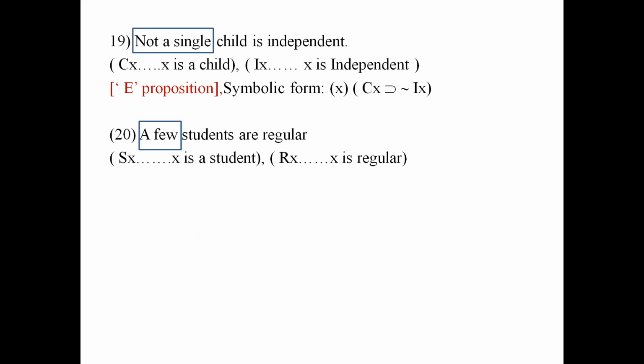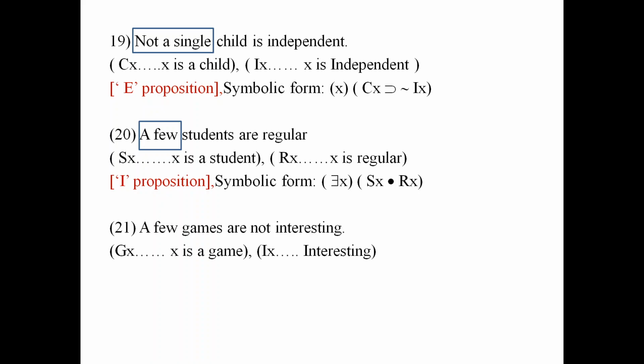20th, a few students are regular. The words a few with two classes, so it's an I proposition. So the symbolic form is existential quantifier phi x dot psi x. Instead of phi you will write S, instead of psi you will write R. So the expression will be existential quantifier Sx dot Rx. Here it will be read as there is at least one x such that x is a student and x is regular.